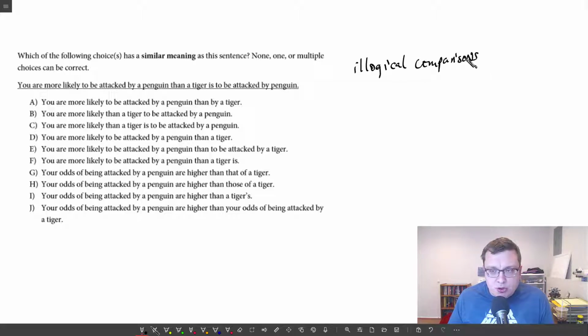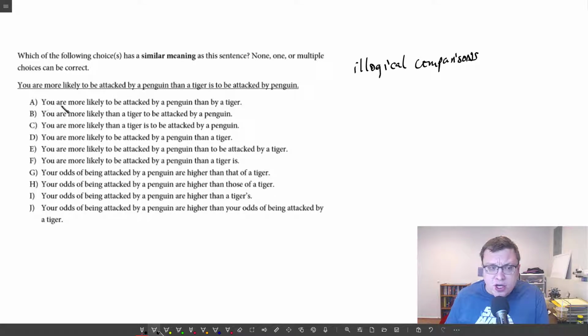So what we want to make sure when we pick our choices here that are going to match that meaning is that they're making the same kind of comparison that the original is making. So the original is making this claim that, when you compare people, humans, to tigers, humans are more likely to be attacked by a penguin than a tiger is to be attacked by a penguin. Now, the sentence is nonsense, of course, but the point is the meaning that's intended. We want to try to preserve that in our choices. And a choice that changes that meaning, changes that comparison, is not going to be an equivalent option.